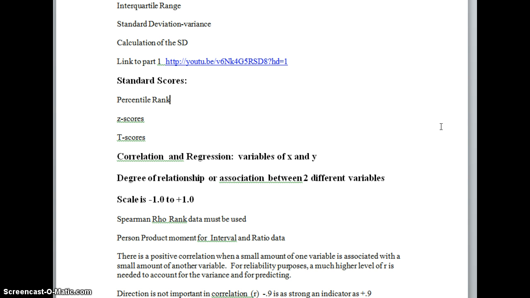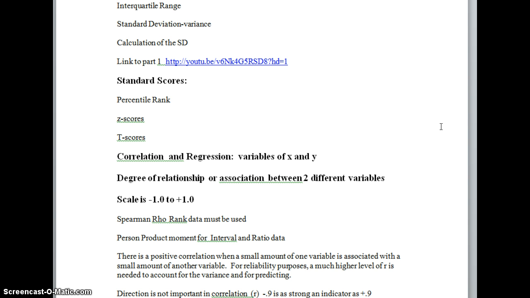Now t, again, it gets rid of the negative numbers, and so again it runs on a mean of 50 and a standard deviation of 10, so it would go from 20 to 80. 20, 30, 40, 50, 60, 70, 80. And the formula basically is 10z plus 50. Again, the 10 stands for the standard deviation unit, 50 is the mean. And so those are the last points I want to make about standard scores.